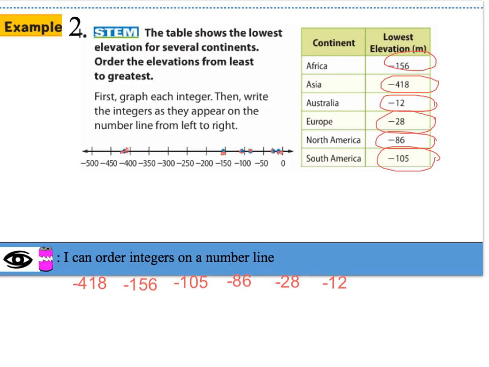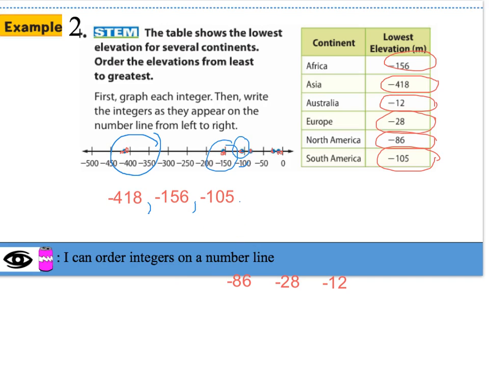Okay, now we're ready to write the integers from least to greatest. On the way left-hand side, we know this would be the smallest integer of them all. And the smallest integer would be negative 418. Then the second smallest would be negative 156. After, we have right here negative 105.